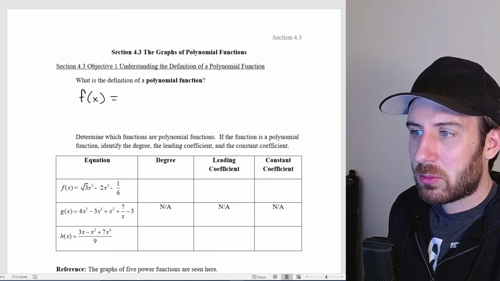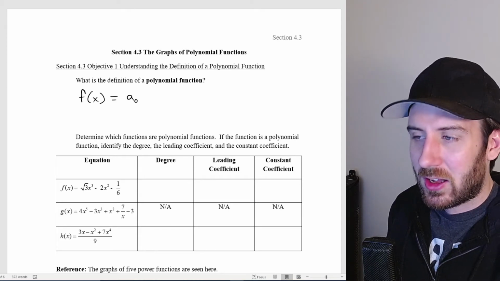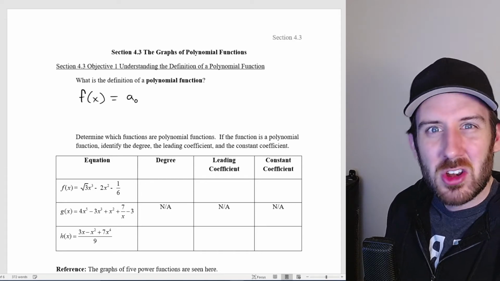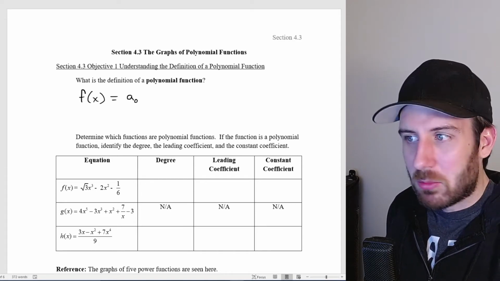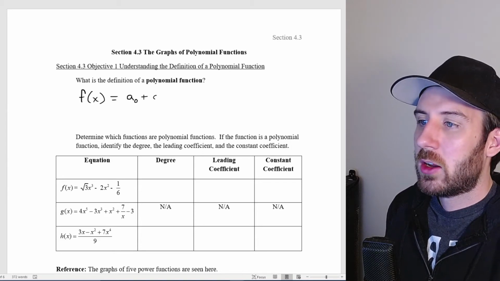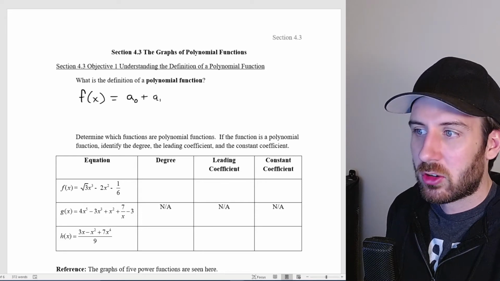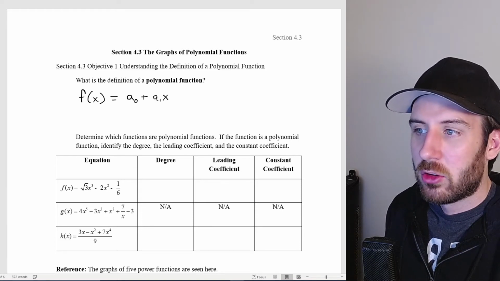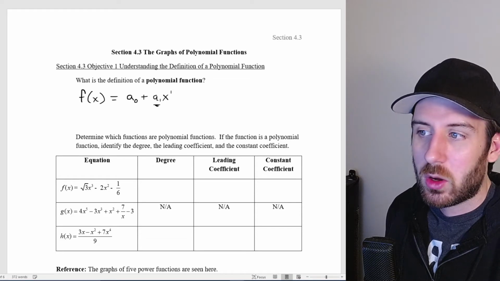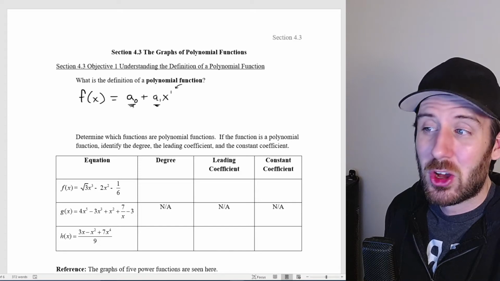We were going to have some kind of first number. This is what we call our constant, so we write it as a sub 0. This is our no-x's object here. And then we could add this to some other number, which we'll call our first coefficient, and that goes along with an x to the first power. You can see that our first coefficient, a1, goes along with our x to the 1 power here, and our a0 has no x's next to it.